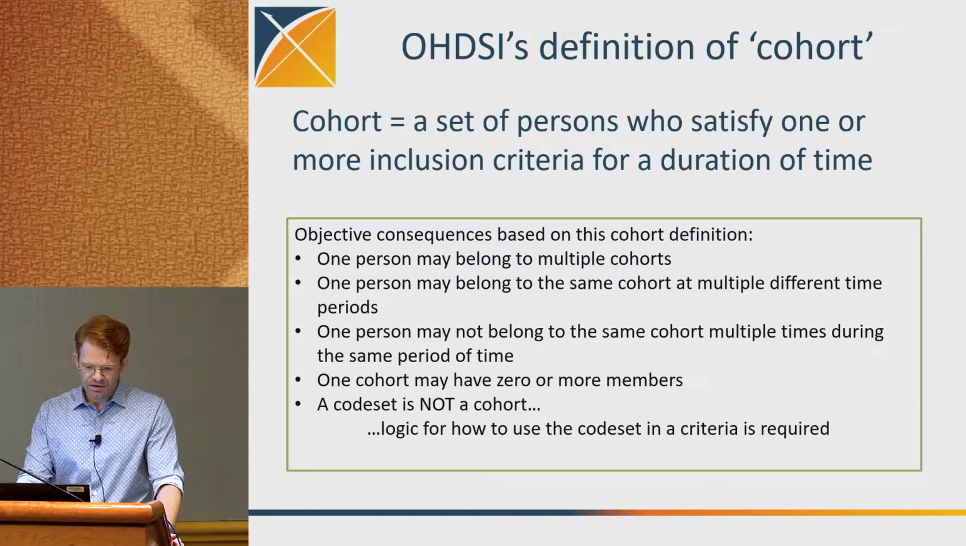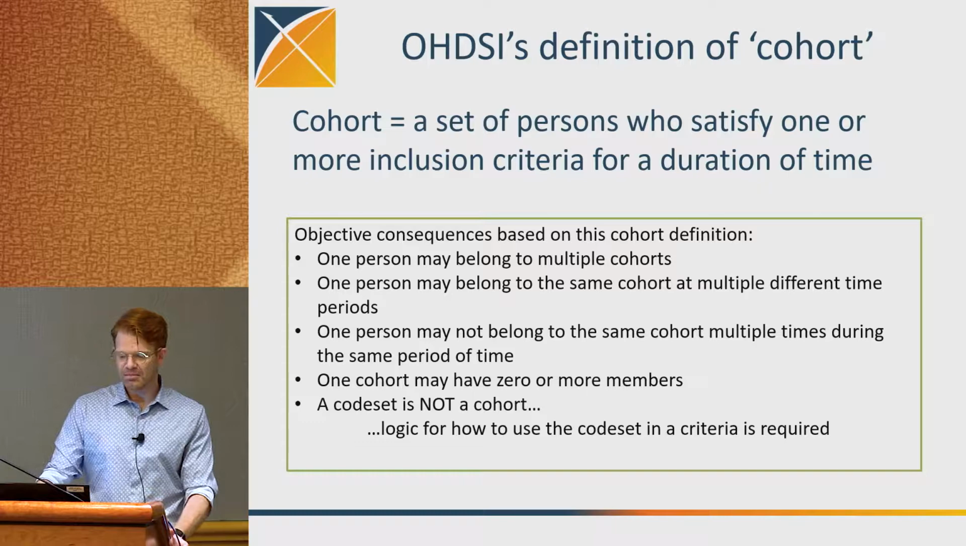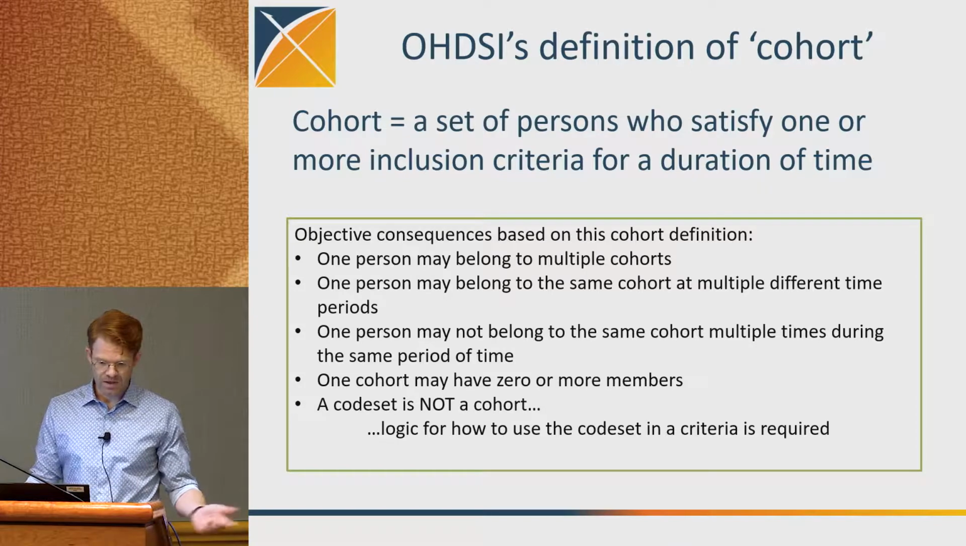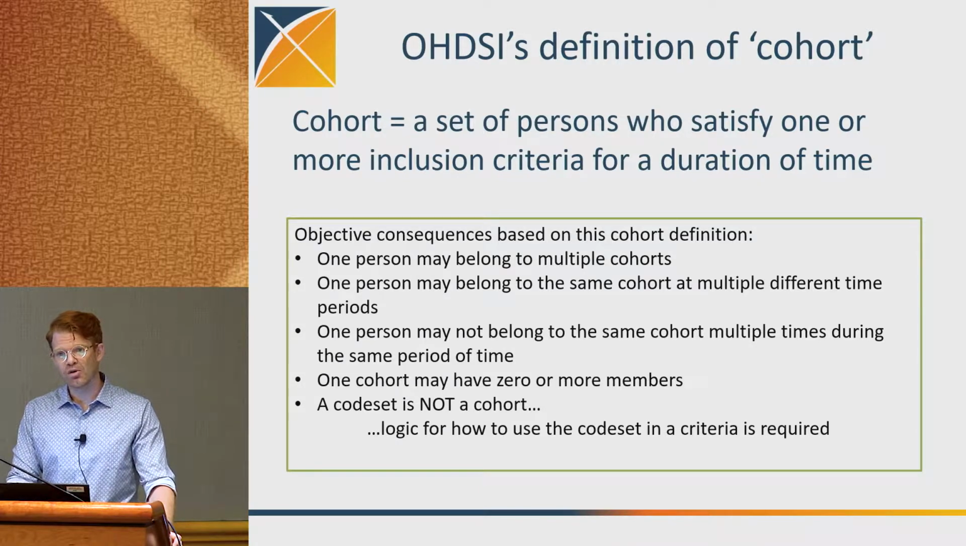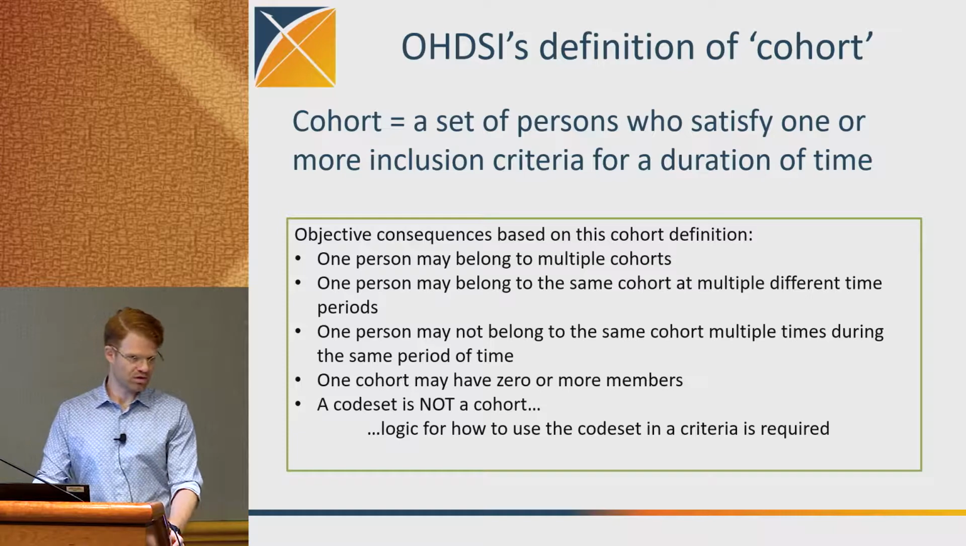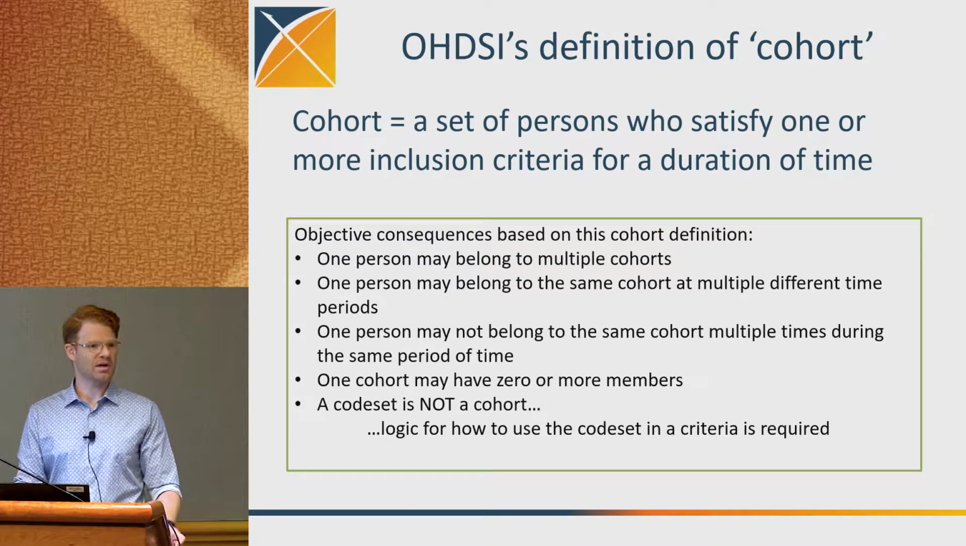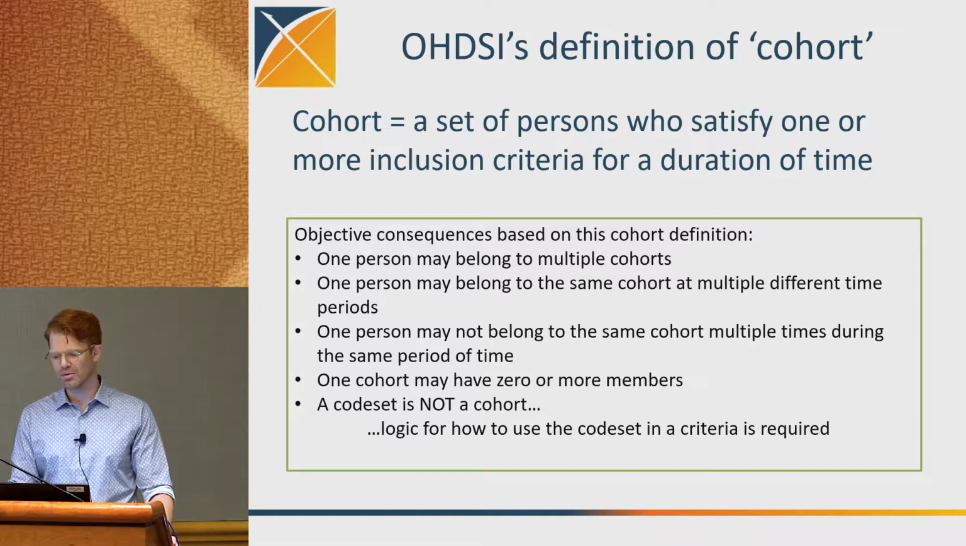And then there are consequences of having this very, very explicit definition, which is that a person can belong to multiple cohorts. One person may belong to the same cohort at multiple different time periods. One person may not belong to the same cohort multiple times during the same time period. And you can have no people in your cohort. And lastly, a cohort cannot be defined simply by codes. Identifying codes in a database is insufficient to actually identify people. There needs to be some sort of logic about how you use those codes to identify people.